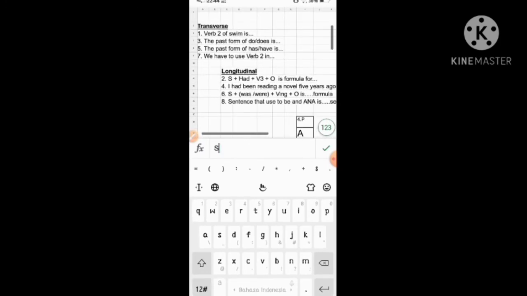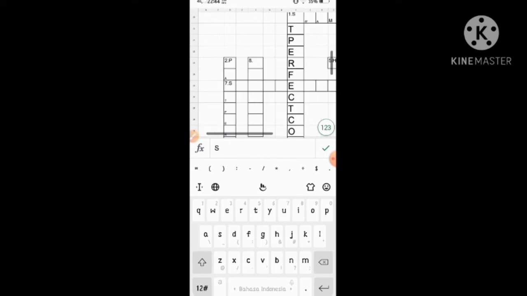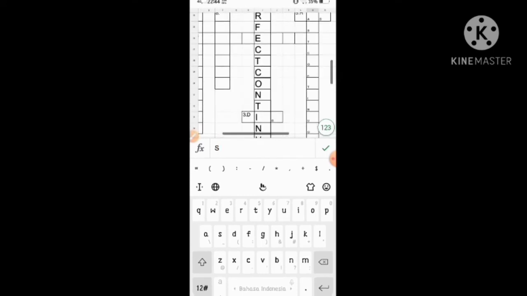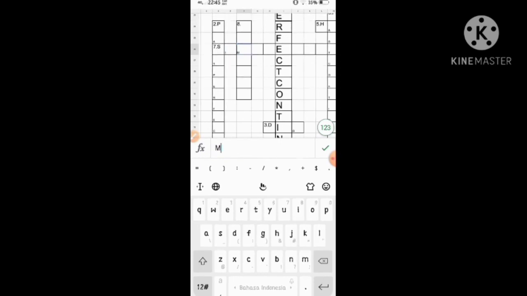Okay, next. In number seven, the question is we have to use verb two in. We can use verb two in simple past. Okay, simple past.